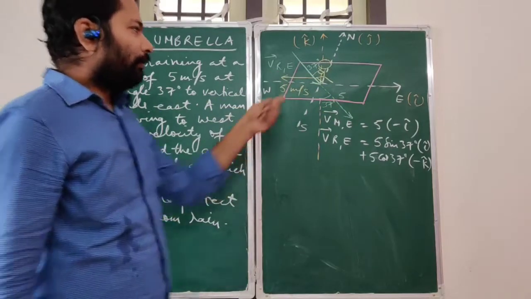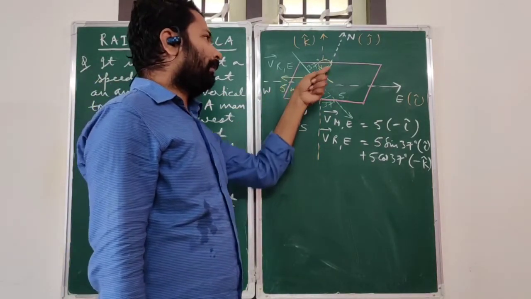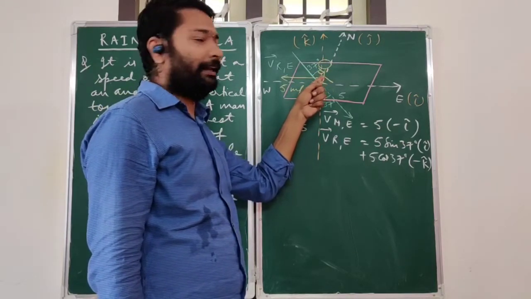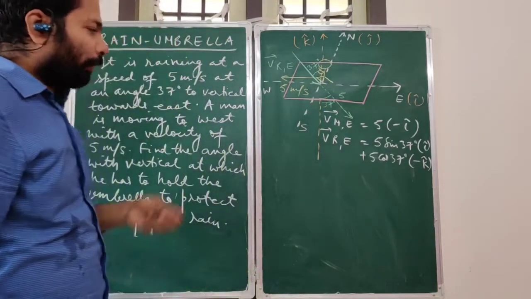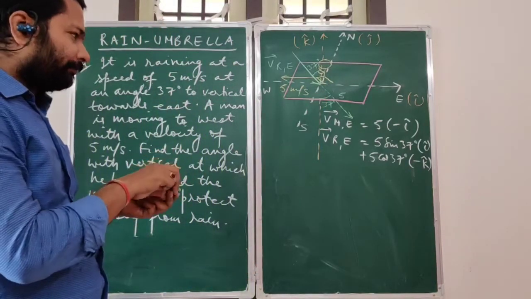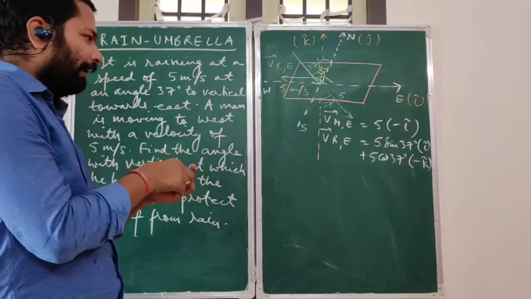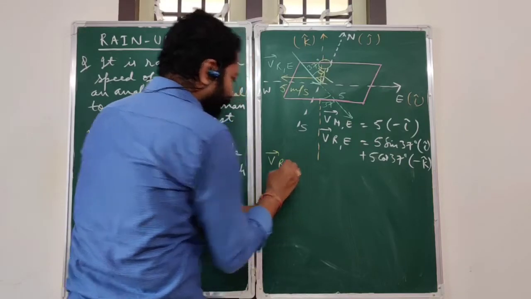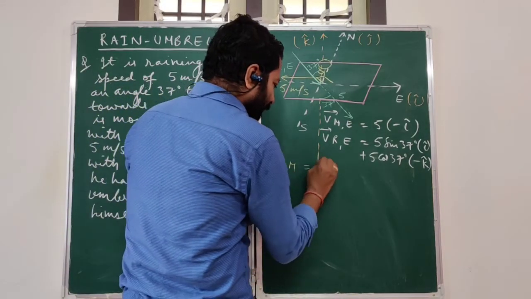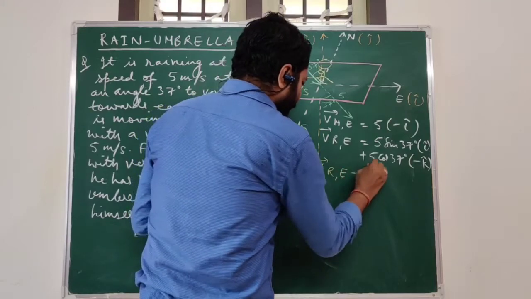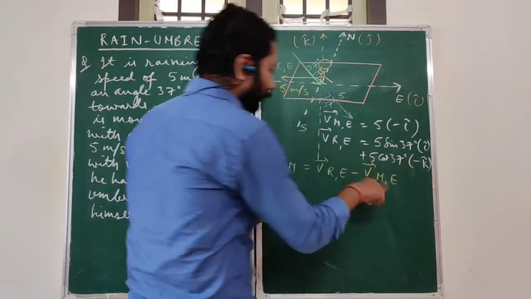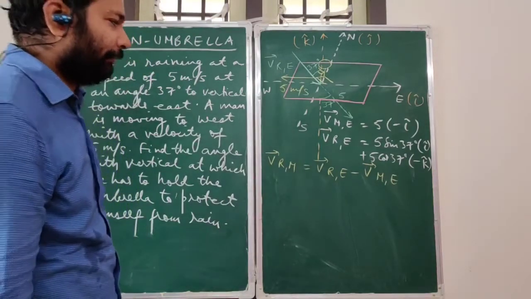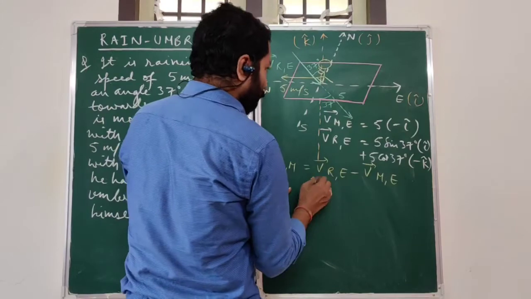Now who is going to take out the umbrella? This person. In which direction? The direction in which he feels the raindrops are hitting him. So what is important for us to determine here? It is important for us to find out the value of V_RM, that is, velocity of rain with respect to man. How much will it be? V_RE minus V_ME. This equation we can write based on our learning of relative velocity and also the triangle addition of vectors. So you substitute the values.